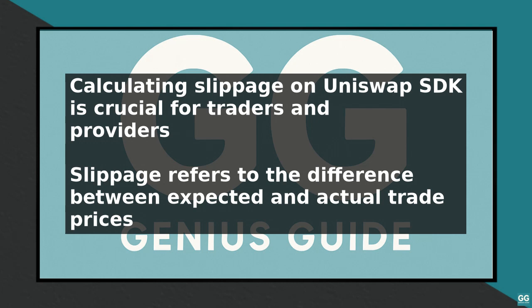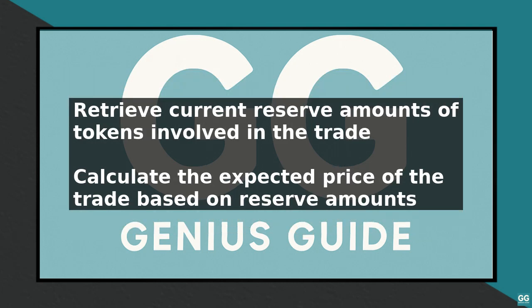First, you need to understand the key concepts involved in calculating slippage. The Uniswap SDK provides a function to calculate the expected price of a trade based on the current reserve amounts of the two tokens involved. To calculate slippage, you need to compare this expected price with the actual price at which the trade is executed.